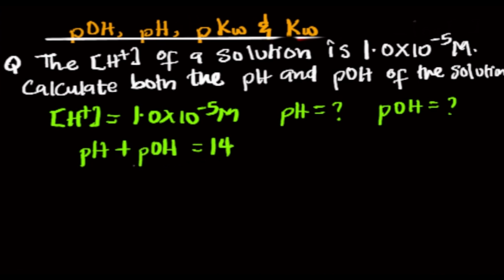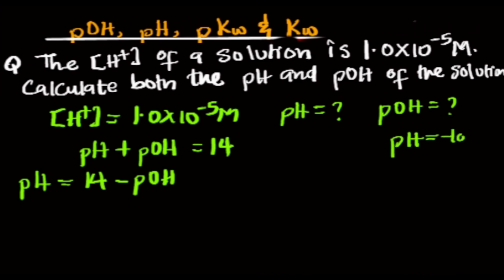Now suppose you don't know the value of pOH, or simply let me say you don't know the value of pH and you are given pOH. That means you're going to have pH equal to 14 minus pOH. Now don't forget that pH is equal to negative logarithm of hydrogen ion concentration, and at the same time pOH is equal to negative logarithm of hydroxide ion concentration.